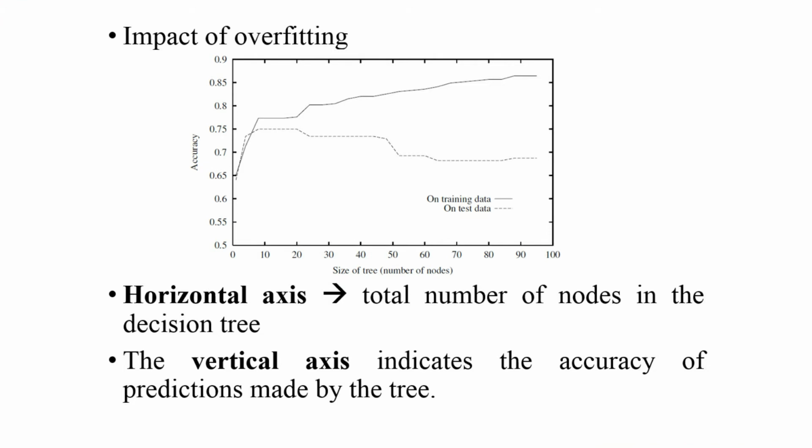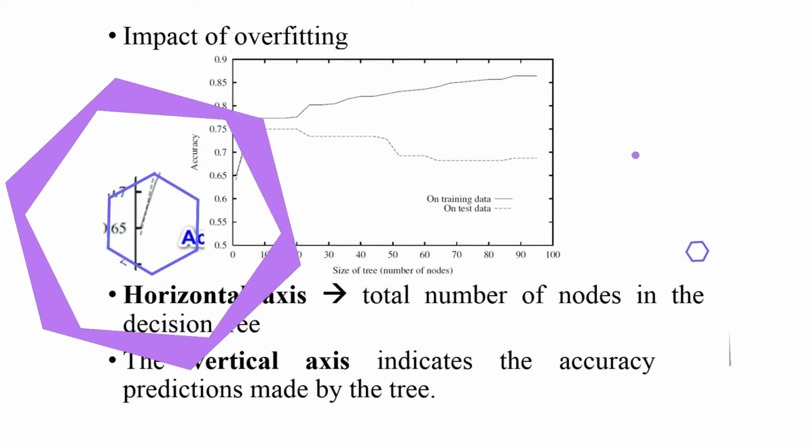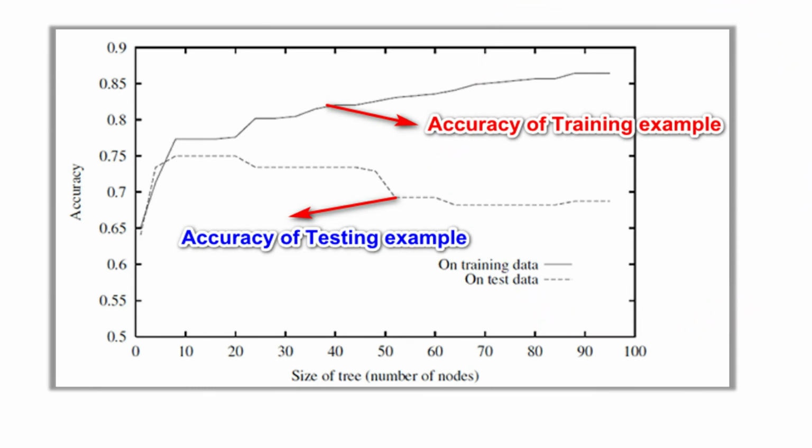If you see the figure, it represents the impact of overfitting in a typical application of decision tree learning. In the graph, the ID3 algorithm is applied to the task of learning which medical patients have a form of diabetes. The horizontal axis indicates the total number of nodes in the decision tree, whereas the vertical axis indicates the accuracy of predictions made by the tree. The solid lines show the accuracy of the decision tree over the training examples. The broken or dotted lines show the accuracy measured over an independent set of test examples.